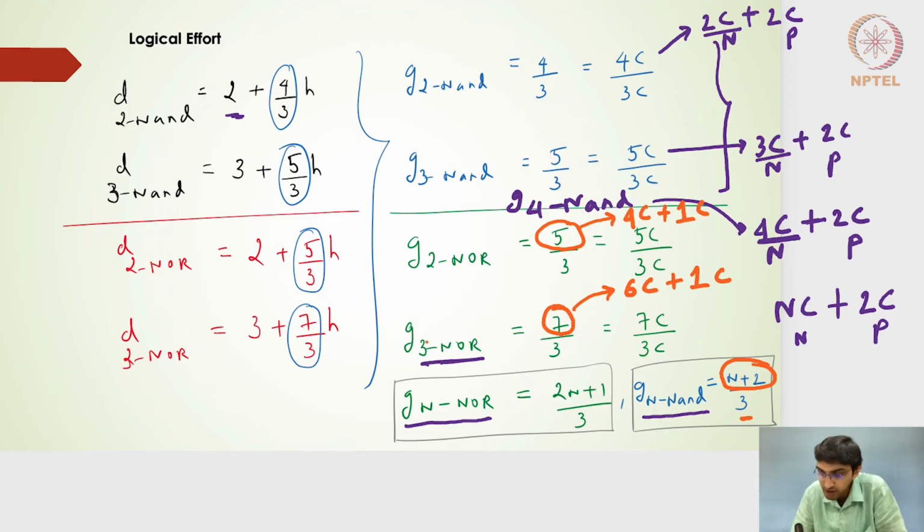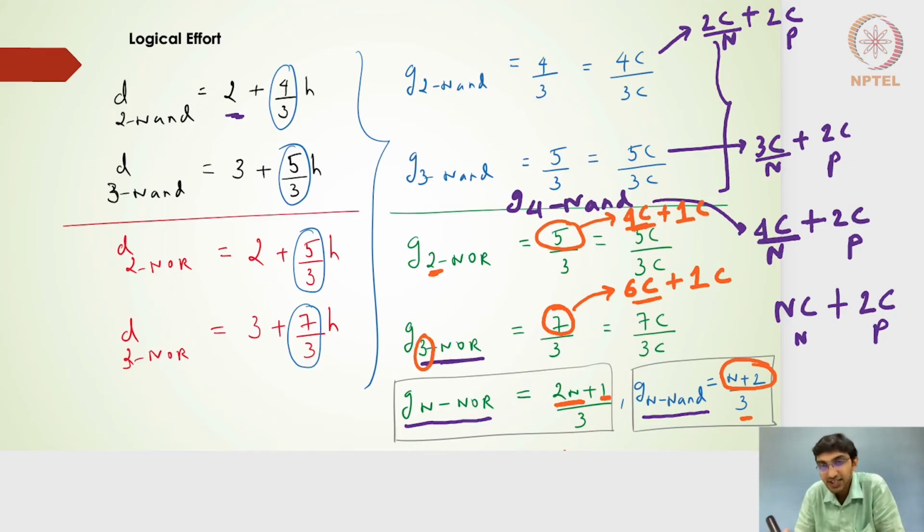So if I look closely into it, for a 3 input it is actually 6C, for a 2 input NOR gate it is actually 4C. So for an n input NOR gate, it turns out to be 2n coming from the PMOS side, and this 1 is coming from the NMOS side, and then divided by 3. The 3 is nothing but coming from the benchmark 2:1 inverter.